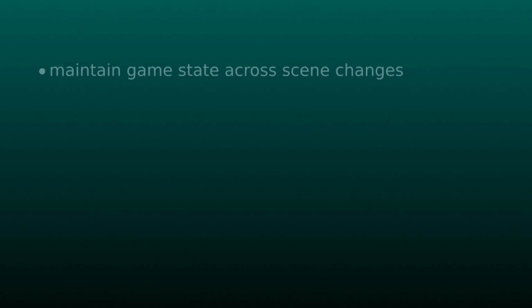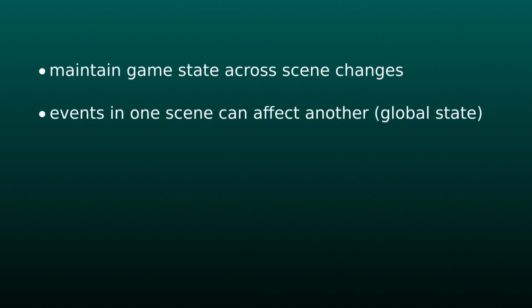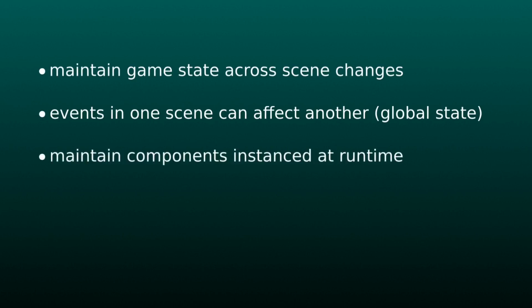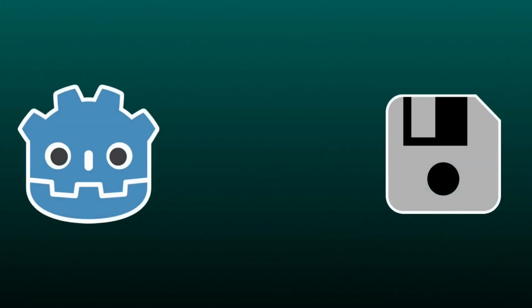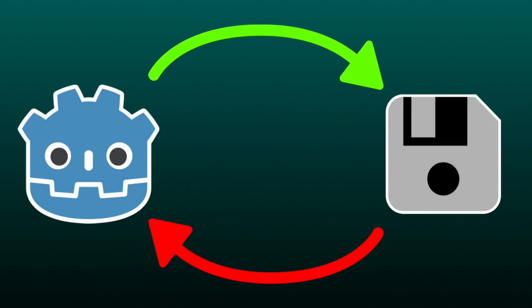Okay, so now we have a lot of scenarios covered. We capture and reapply game state on each scene change. We enabled game state to be shared globally, allowing for events in one scene to affect another. We handle respawning things like enemies and maintaining their state. And we even handle the freeing of child instance scenes to keep them from appearing in the game from then on. So that just leaves the actual saving and loading to a file.